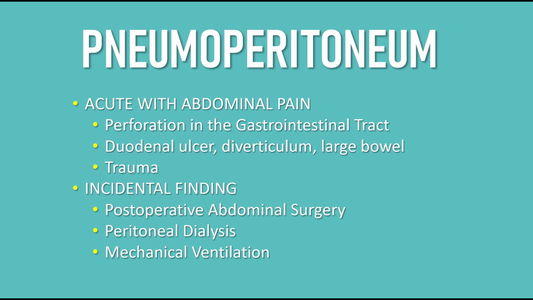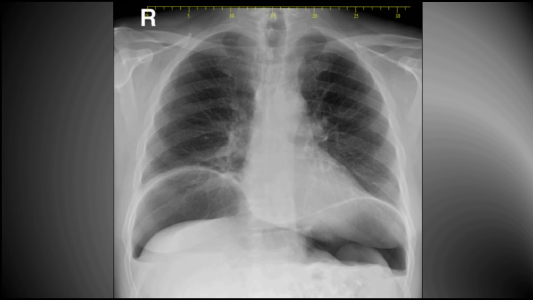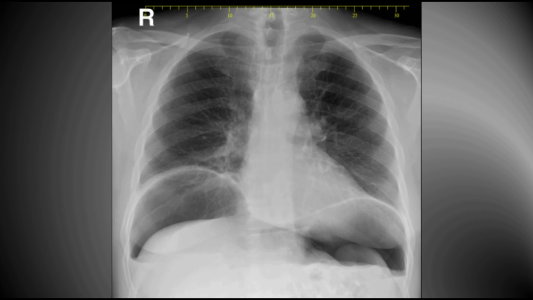It's also not infrequently an incidental finding. If a patient has had abdominal surgery, air will be trapped in the abdomen afterwards. Likewise, patients on peritoneal dialysis will always have air under their diaphragm. Occasionally, you do see it with mechanical ventilation where there is an air leak from the thoracic to the abdominal cavity. This is pneumoperitoneum after a bowel perforation during colonoscopy.